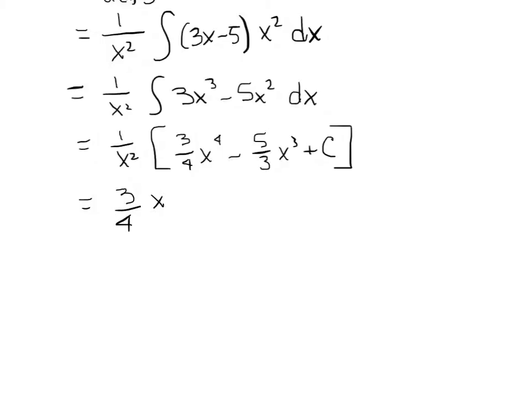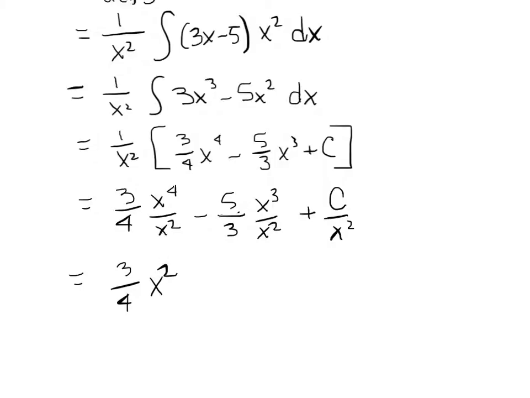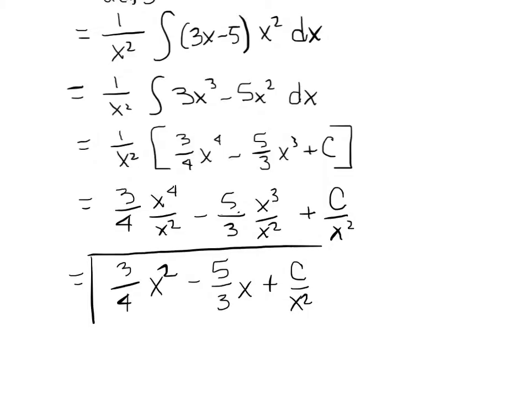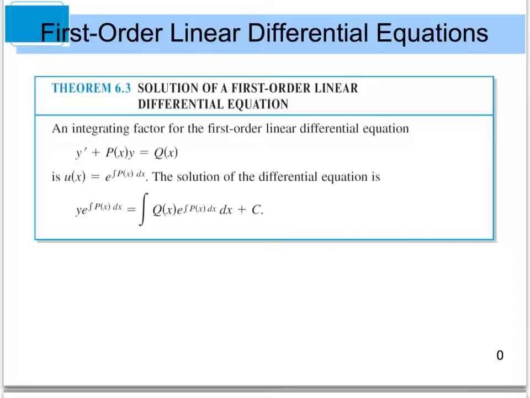That will give me 3/4 times x to the 4th divided by x squared minus 5/3 x cubed divided by x squared plus c over x squared. So I end up with 3/4 x squared minus 5/3 x plus c divided by x squared. And this here would be my final general solution.